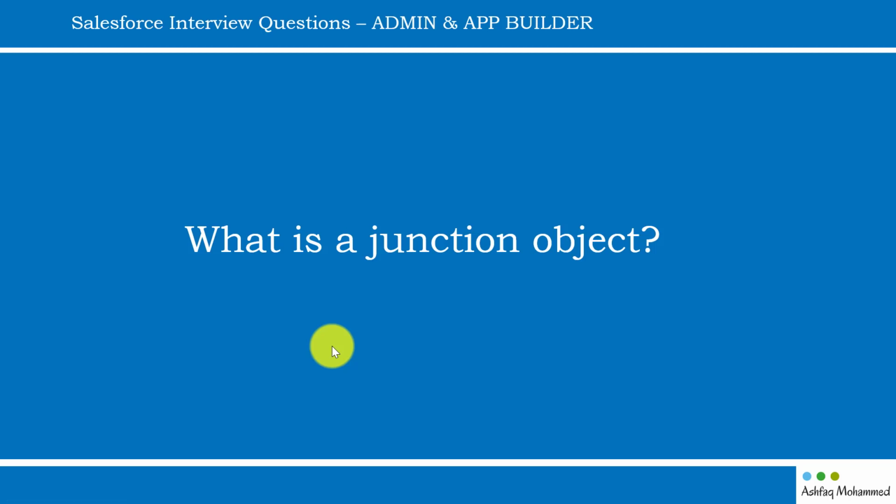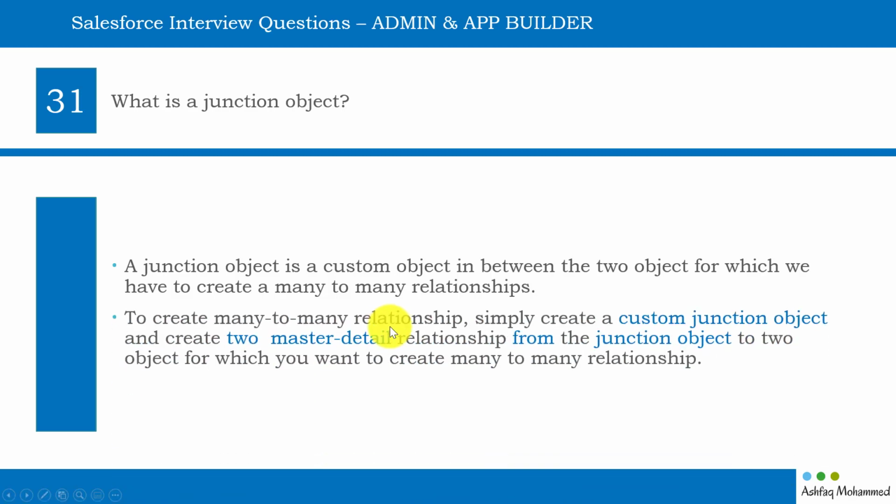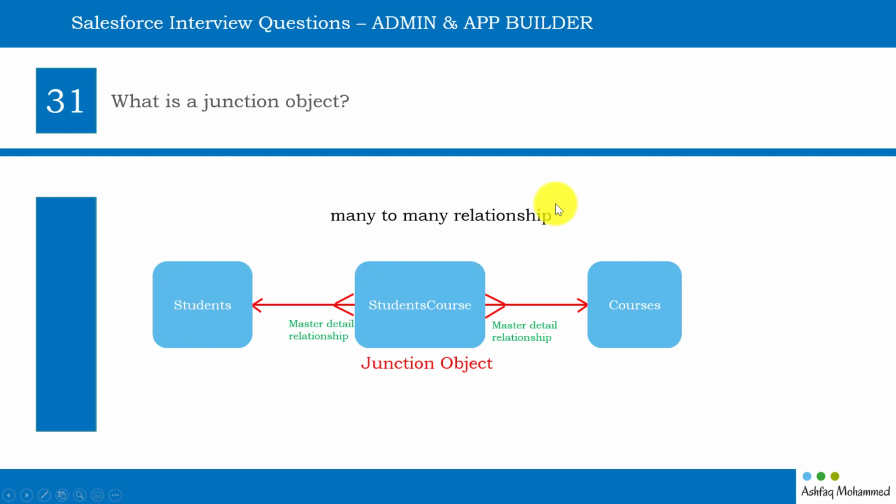What is a junction object? You know that we have to create a junction object to create a many-to-many relationship, but what exactly is the junction object, right? A junction object is a custom object in between two objects for which we have to create a many-to-many relationship. Let's go ahead and see. To create a many-to-many relationship, simply create a custom junction object. Go ahead and first create a custom junction object and create two master detail relationships from that junction object to the two objects for which you want to create many-to-many relationships. Let me explain by giving an example. So this is my student and this is my course.